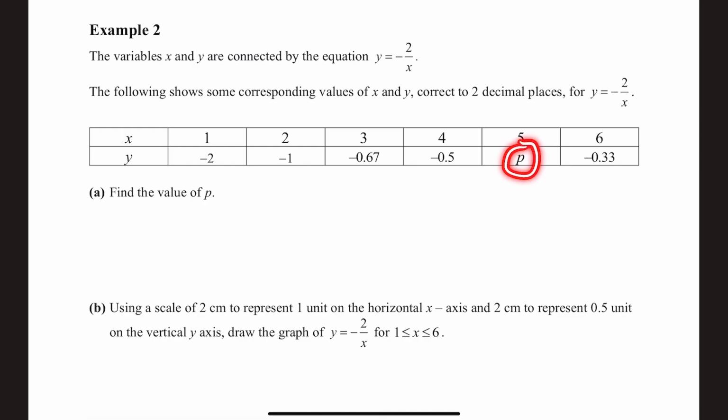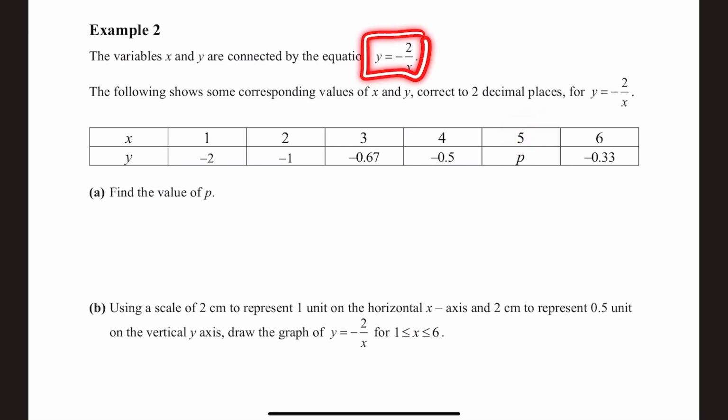Okay, find the value of p. P is over here. How to find the value of p? Very simple. X and y are connected. All these values here are connected by this equation. That means that when x is equal to 1, y equals -2. When x is equal to 2, y is equal to -1, based on this equation here. So therefore, when x is equal to 5, find y.